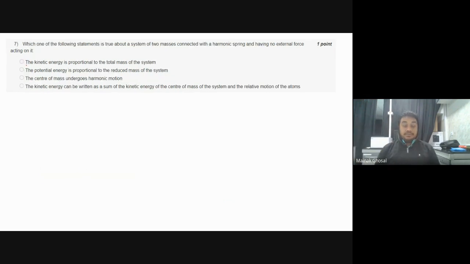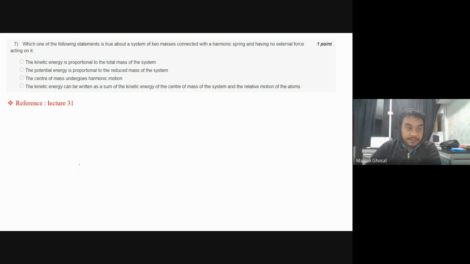Okay, I'm moving to the next question. Which one of the following statements is true about a system of two masses connected with a harmonic spring and having no external force acting on it? The kinetic energy is proportional to the total mass of the system. The potential energy is proportional to the reduced mass of the system. The center of mass undergoes harmonic motion. The kinetic energy can be written as a sum of the kinetic energy of the center of mass and the relative motion of the atoms. So I am going to find that.